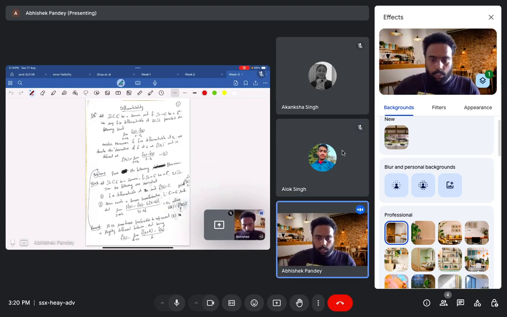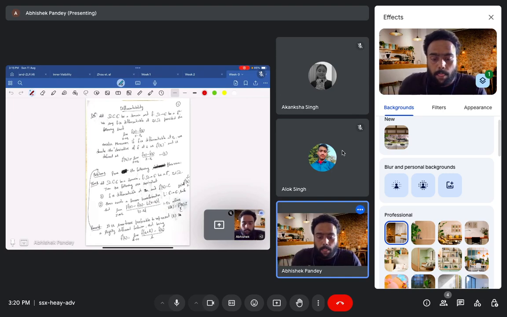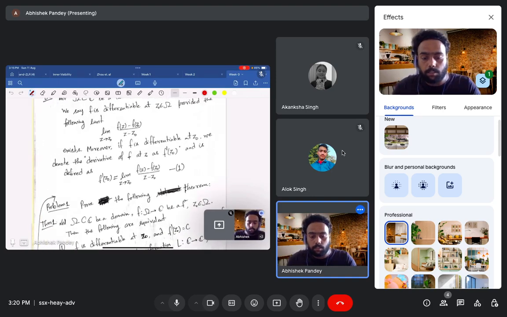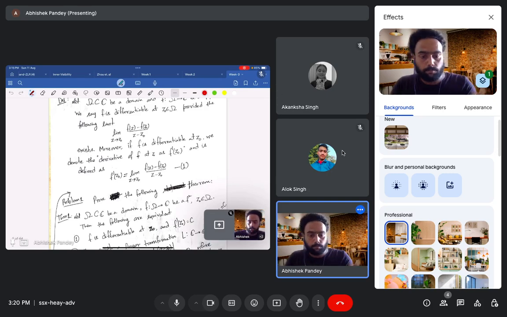Okay, so we'll just recall the concept of differentiability. Suppose you have a domain in C, omega, where domain means open connected subset of C, and f is a function. We say that f is differentiable at z naught provided this limit exists: limit z tends to z naught, (f(z) minus f(z naught)) upon (z minus z naught). And if f is differentiable at z naught, we denote the derivative of f at z naught by f dash z naught.